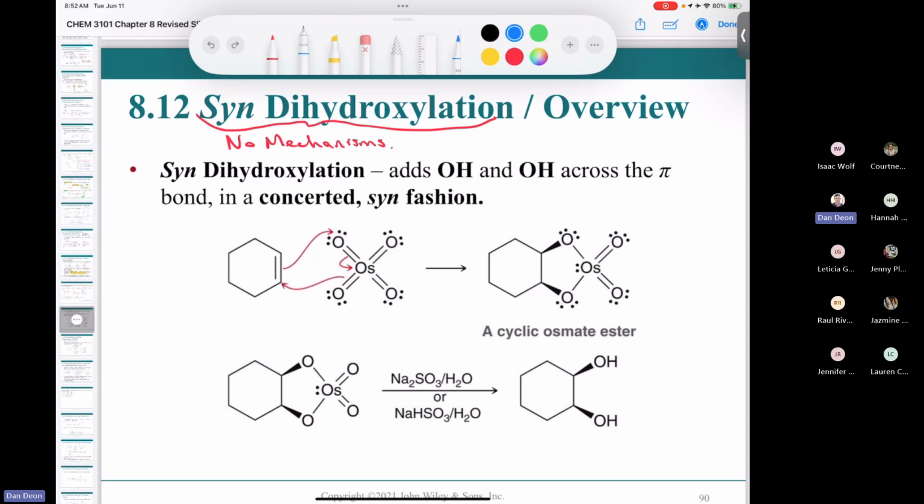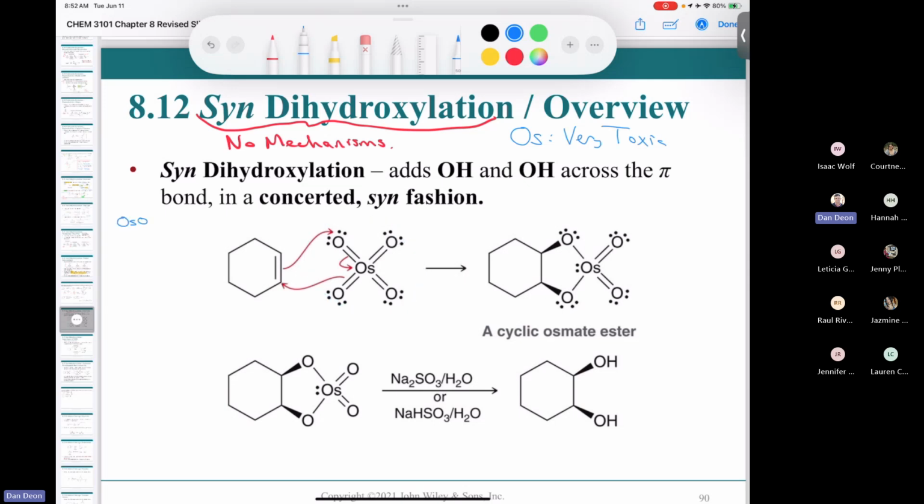So let me write this down here. Osmium is very, very toxic. I mean, so toxic that when you work with it, you'd want to wear goggles, a face shield, a lab coat, 2 pairs of gloves. You would want a double glove. I mean, osmium is really nasty, but it can be used to make a syn diol, so do a syn dihydroxylation. So the first step that you see here is you take your alkene and you treat it with this thing here. This is OsO4.